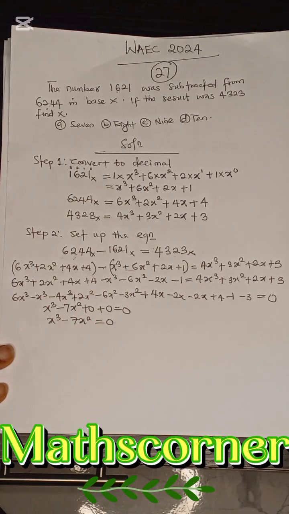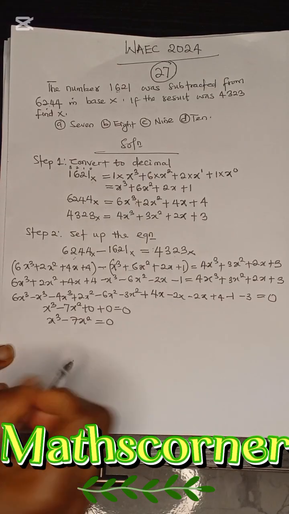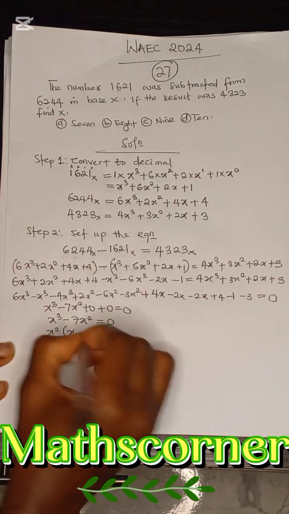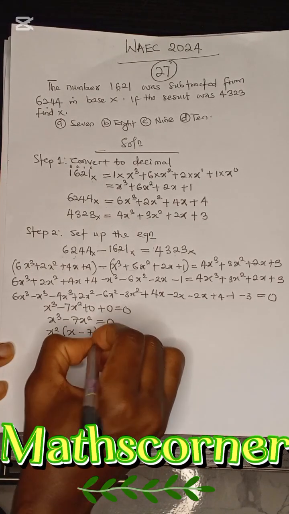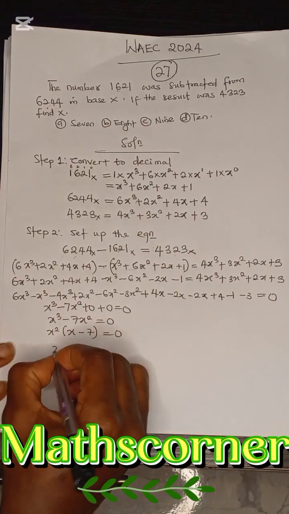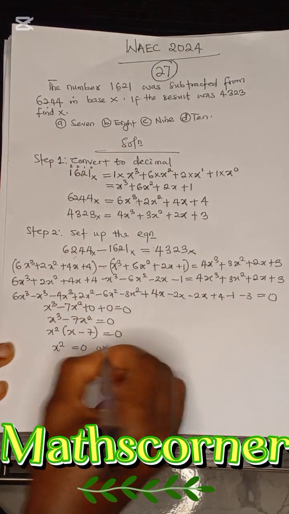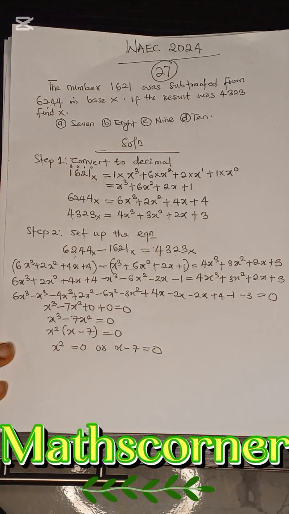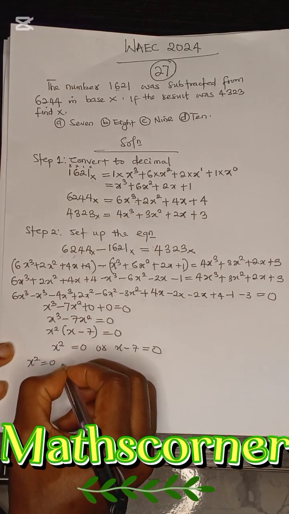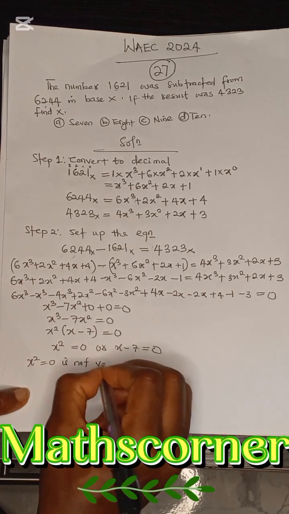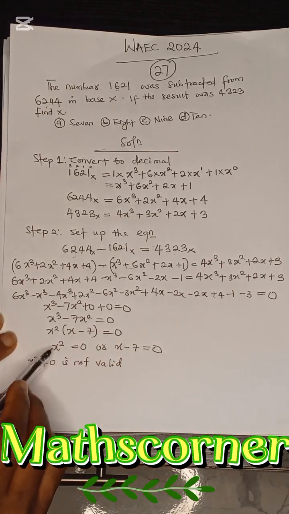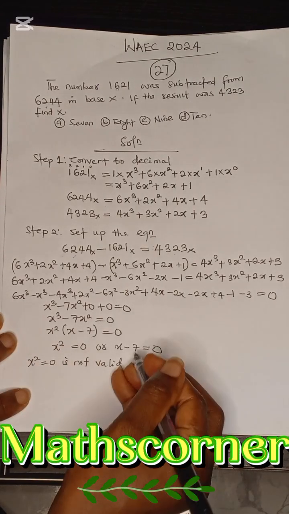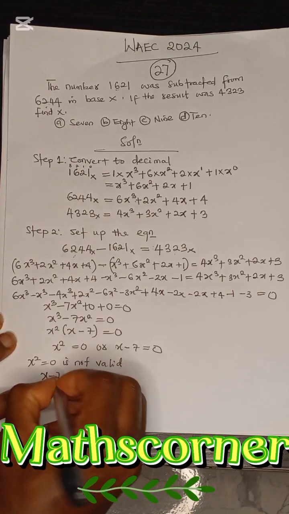Okay. So from here, we're going to factor out x squared. x squared is common between these two terms here. So I have x squared here. So x to the power 3 divided by x squared is just x, minus 7, equal to 0. So from here, x squared is equal to 0 or x minus 7 is equal to 0. x squared equal to 0 is not valid, because if you fix a number here, any real number here, it cannot give you 0. So we'll trash x squared equal to 0 and go with x minus 7 equal to 0.